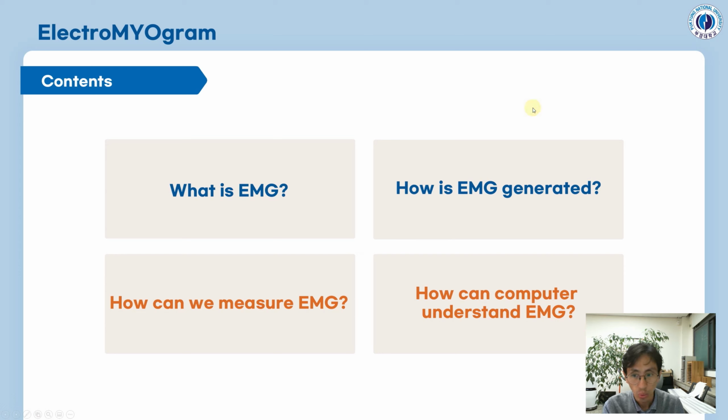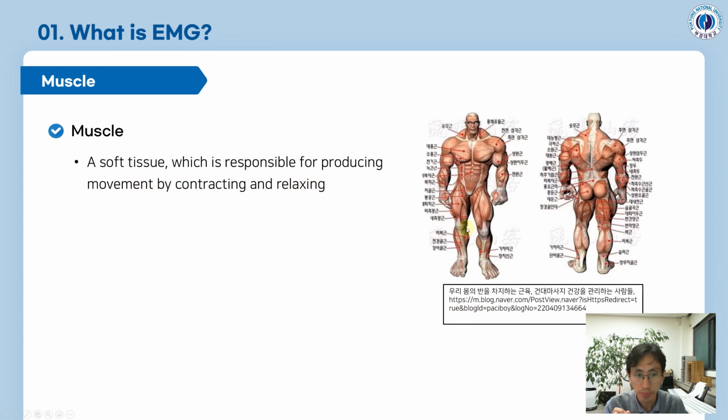Okay, I will explain what EMG is, how it is generated, how we can measure EMG, and how a computer can understand EMG. So, let's start from our muscles. We have lots of muscles. Not this big, but we have some. The muscle is soft tissue, which is responsible for producing movement by contracting or relaxing.